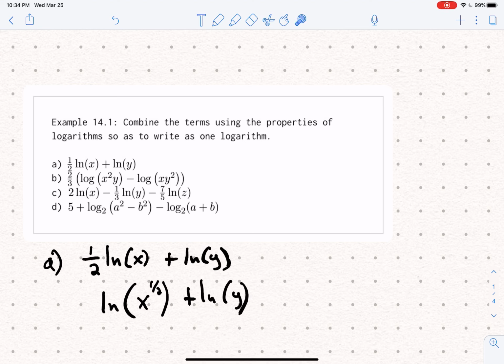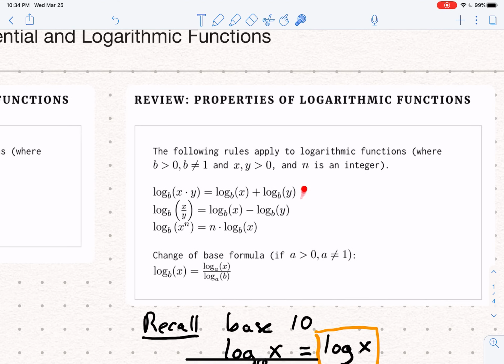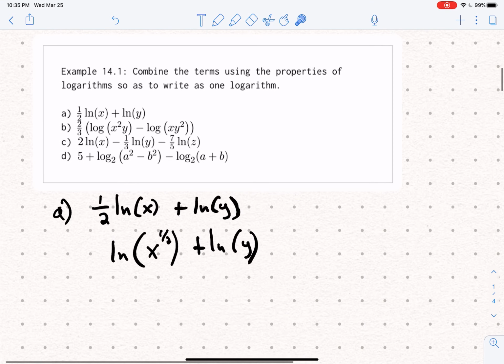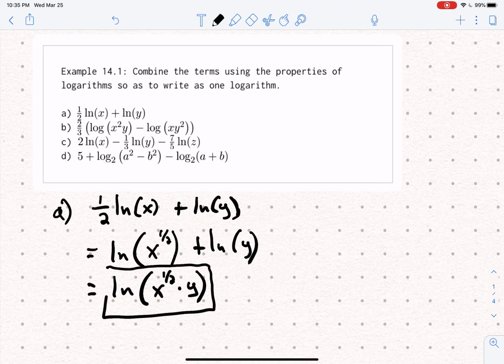And now what we have is a natural log plus another natural log. These logs both have the same base. They're both in base e, since they're natural logs. And we have a rule for these as well. It's this rule here. It says if you have a log plus another log, and they have the same base, then when you add them together, you're going to get a single log, and inside you'll multiply the things that you had inside the two logs before. So let's go ahead and do that. This thing is going to become the natural log of x to the 1/2 times y.